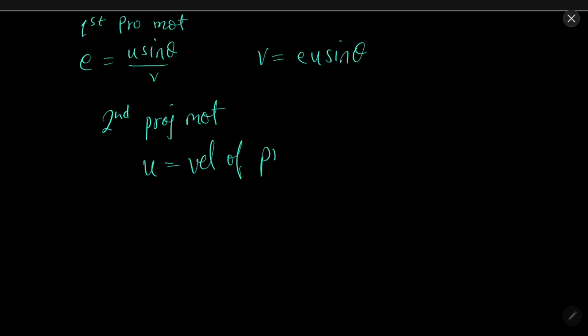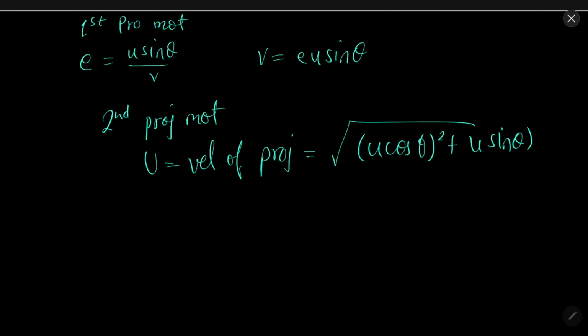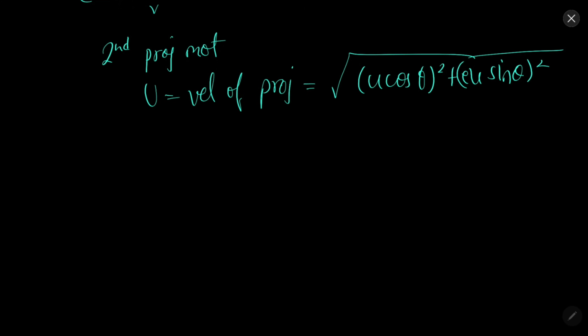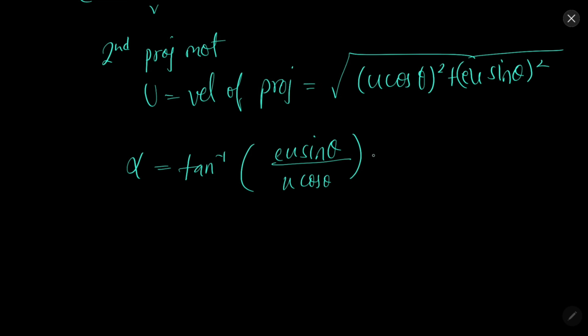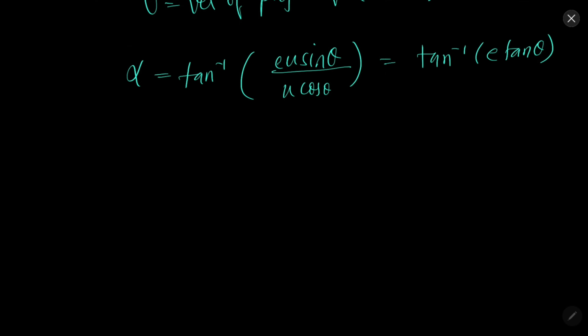U will be velocity of projection, which will be square root of u cos theta square plus E u sin theta square. Angle of projection will be tan inverse E u sin theta over u cos theta, which will give us tan inverse E tan theta. So alpha will be such that tan alpha will be E tan theta.